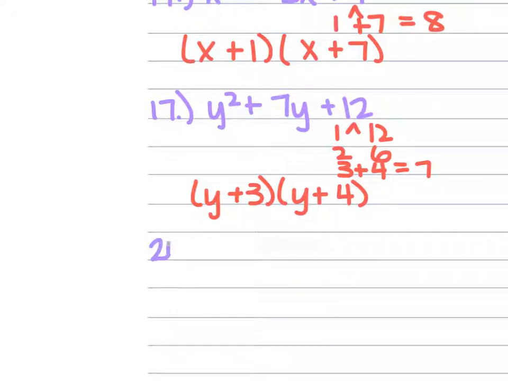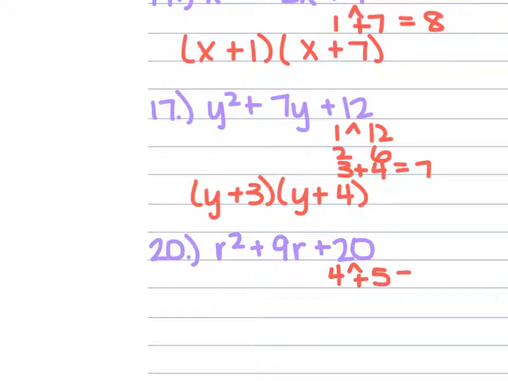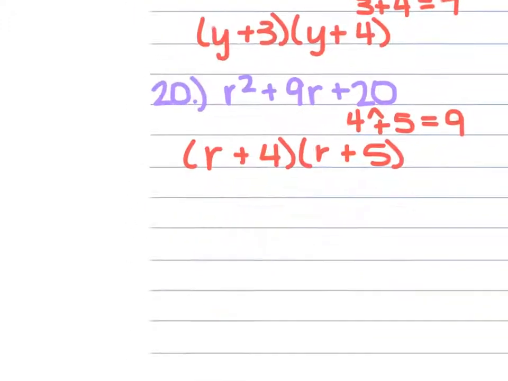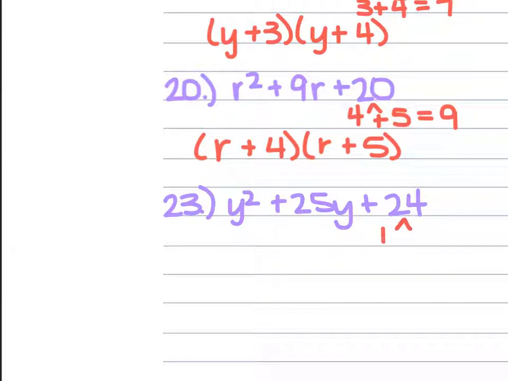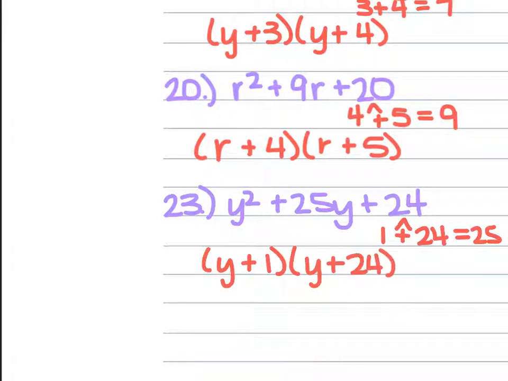We look at 20. We have r squared plus 9r plus 20. So your factors of 20, you have 4 and 5 that are going to add to give you the 9. So this is going to be r plus 4 times r plus 5. For 23, we have y squared plus 25y plus 24. Your factors of 24 that add up to be 25 are 1 and 24. So this is going to be y plus 1 times y plus 24.